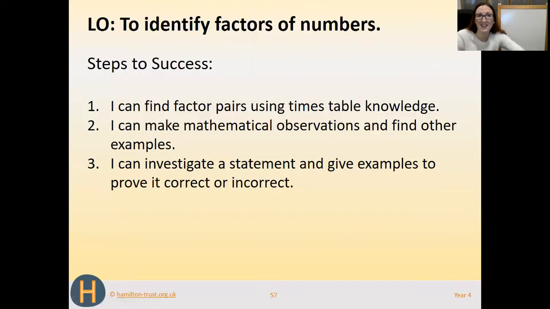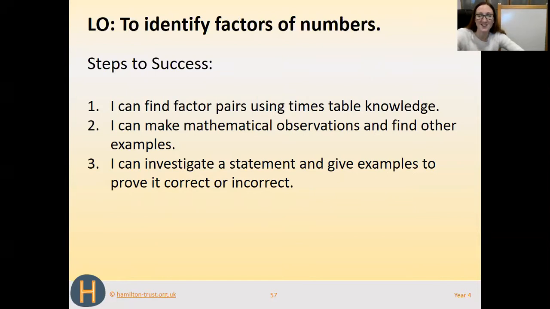Moving on then to today. Our learning objective is to identify factors of numbers. And this lesson is really going to build on our times table lesson that we had yesterday. Our 3 steps are, number 1, I can find factor pairs using times table knowledge. Number 2, I can make mathematical observations and find other examples. And number 3, I can investigate a statement and give examples to prove it correct or incorrect.